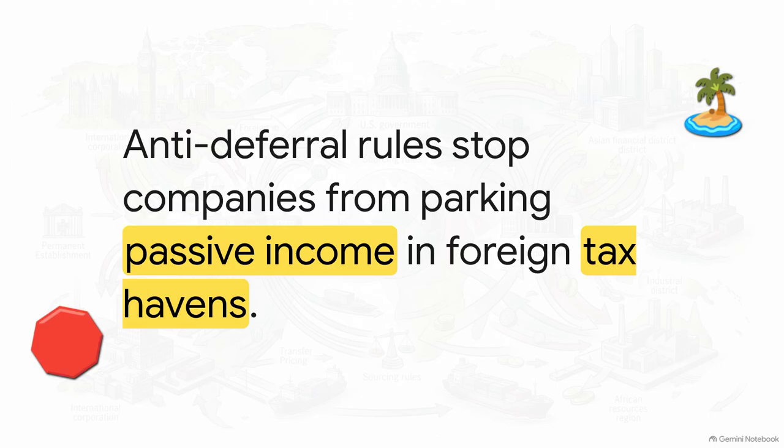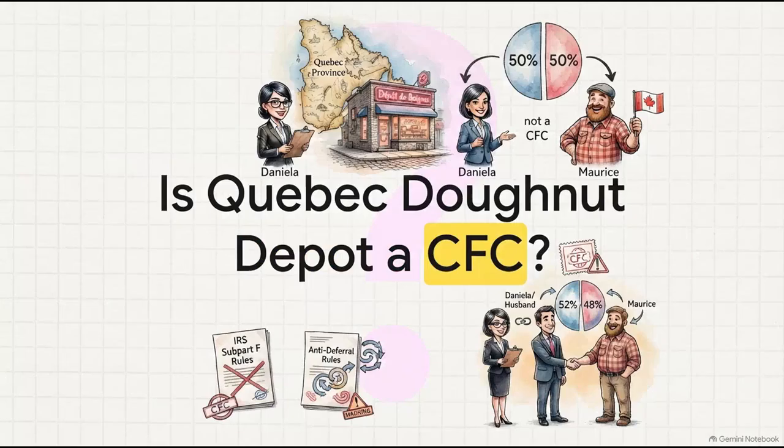It forces her to pay U.S. taxes on that income immediately, treating it as a deemed dividend, even if the cash itself never left the foreign country. However, Subpart F only applies if the foreign company is a controlled foreign corporation, or CFC. Say Daniela partners with a Canadian investor, Maurice, to open Quebec Doughnut Depot, and they each own exactly 50%. Because U.S. shareholders don't collectively own more than 50%, it is not a CFC, and Subpart F doesn't apply.